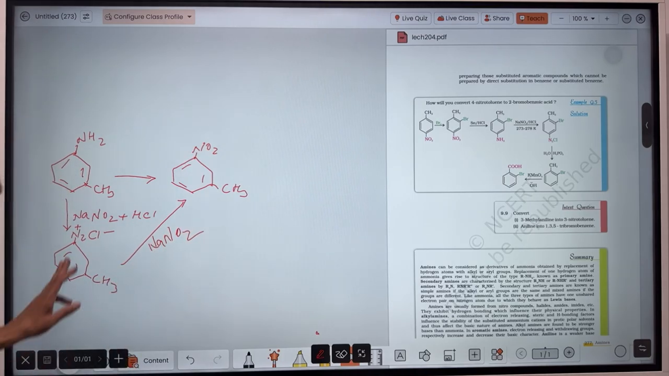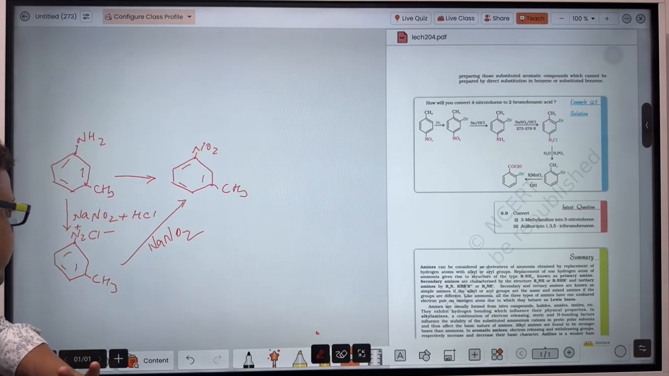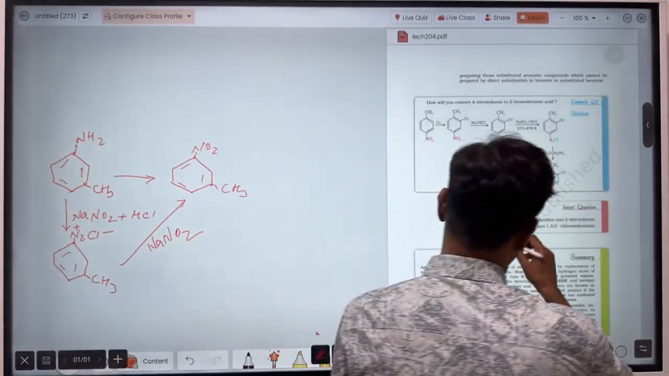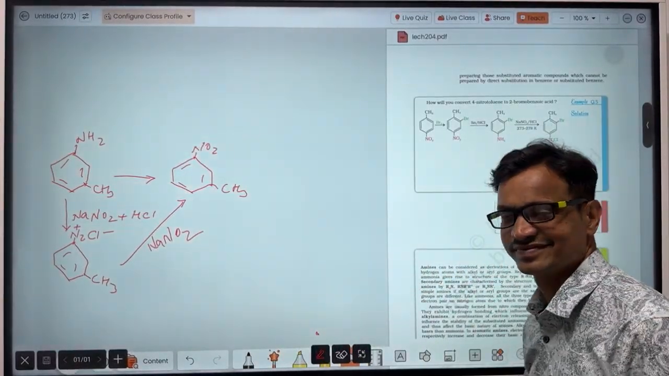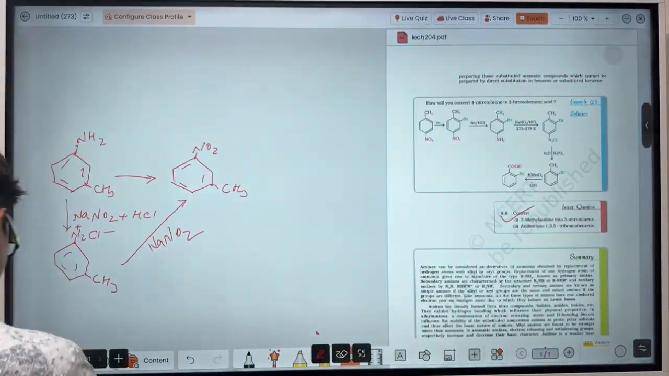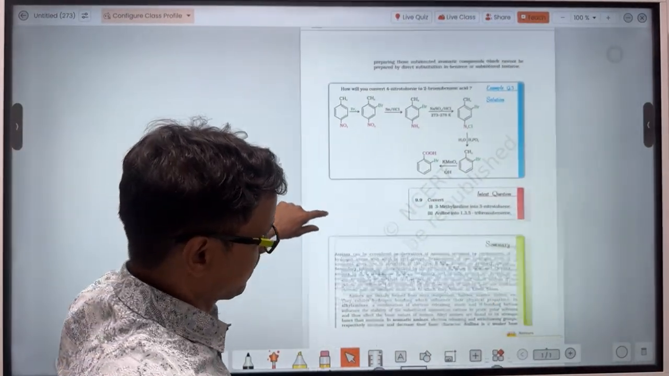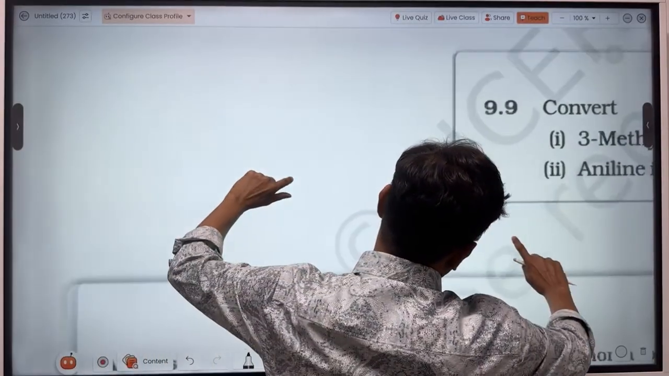So chlorine will combine with the sodium to form NaCl, nitrogen will be released and NO2 will get bonded here. Okay, that was easy. Now let's see another one, the third one. Read the question. Do I have to zoom? Okay, let's just zoom.